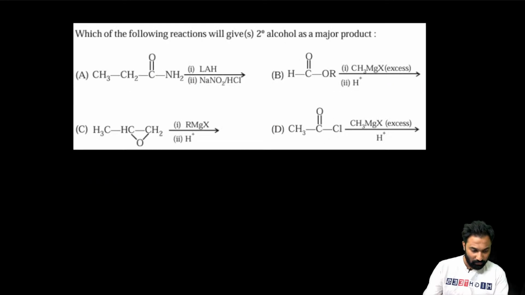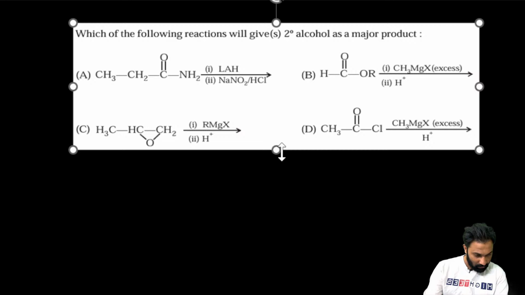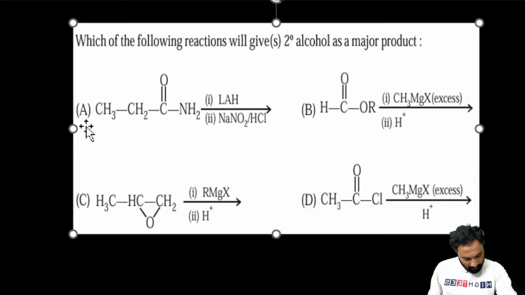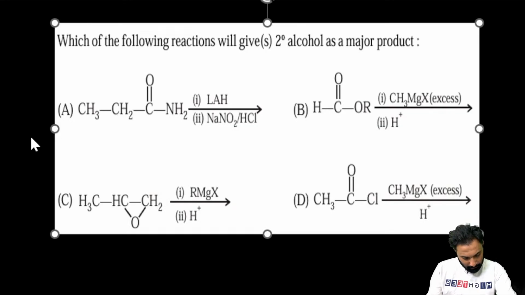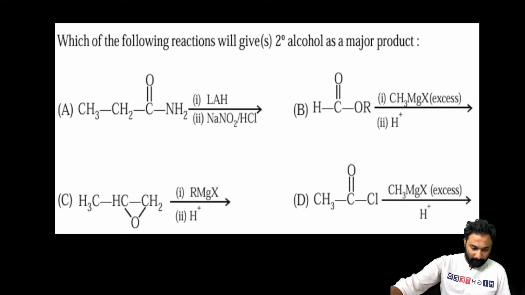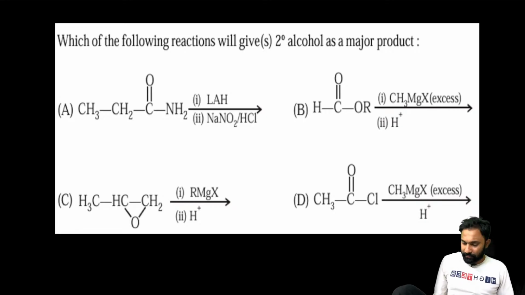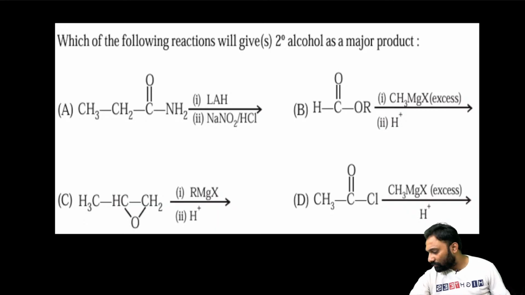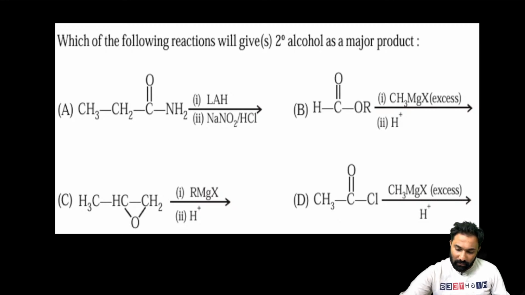Next one. Now what is the answer for this one? He is asking, which of the following will produce the 2-degree alcohol as a major product? Now, which of the following will be converted into the... Answer is C.